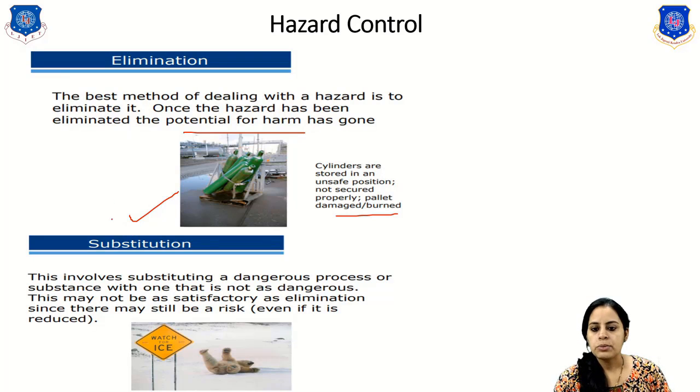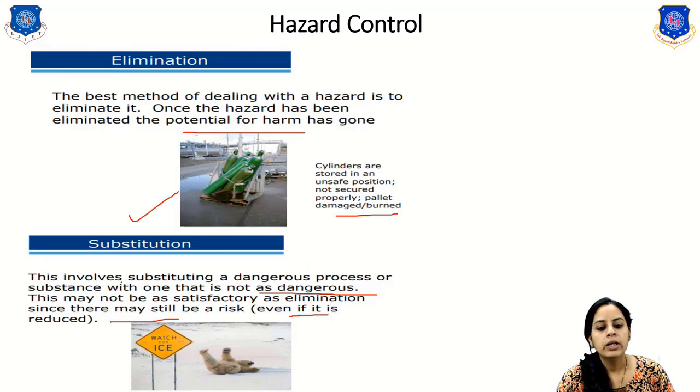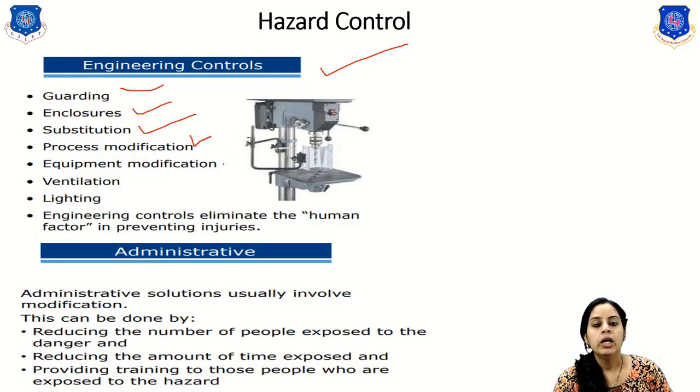Now, substitution means substituting a dangerous process or substance with one that is not as dangerous. This may not be as satisfactory as elimination, since there may still be a risk, even if it is reduced. Now the third method is engineering control. It includes guarding and enclosure, substitution, process modification, equipment modification, ventilation, and lighting. Engineering control eliminates the human factor in preventing injuries.